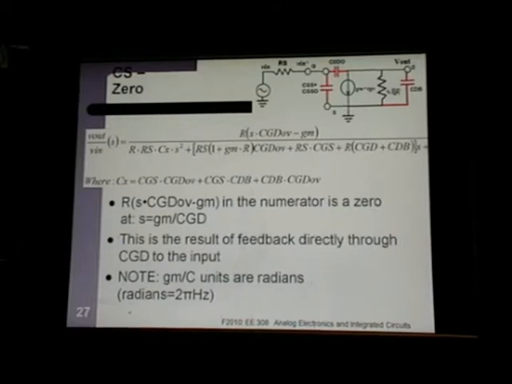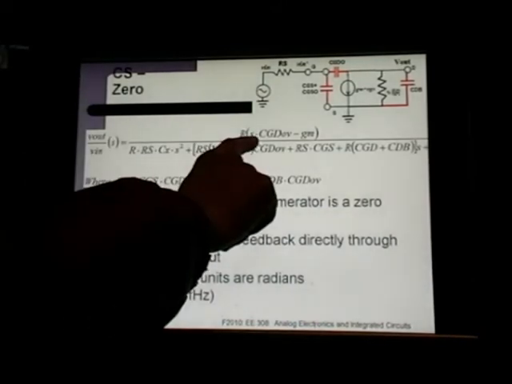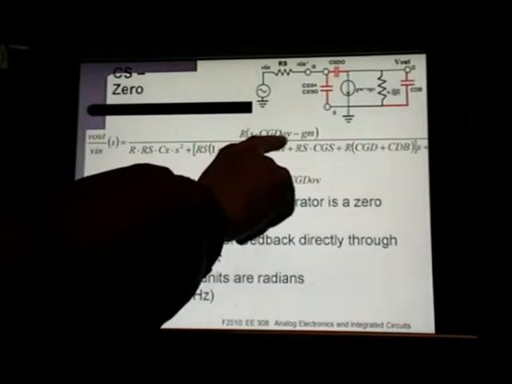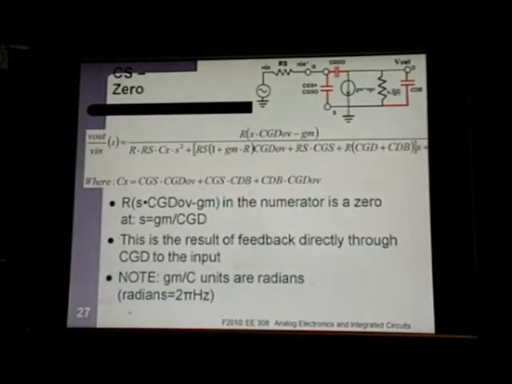A zero is something that makes the numerator 0. And you can see right here you have S times the gate drain overlap minus GM. And what's interesting there is now S is a positive value. So to make the numerator 0, S has to be a positive value. That means it's to the right of 0 on the number line, which means it's a right-hand plane zero, which means it's not good with feedback.